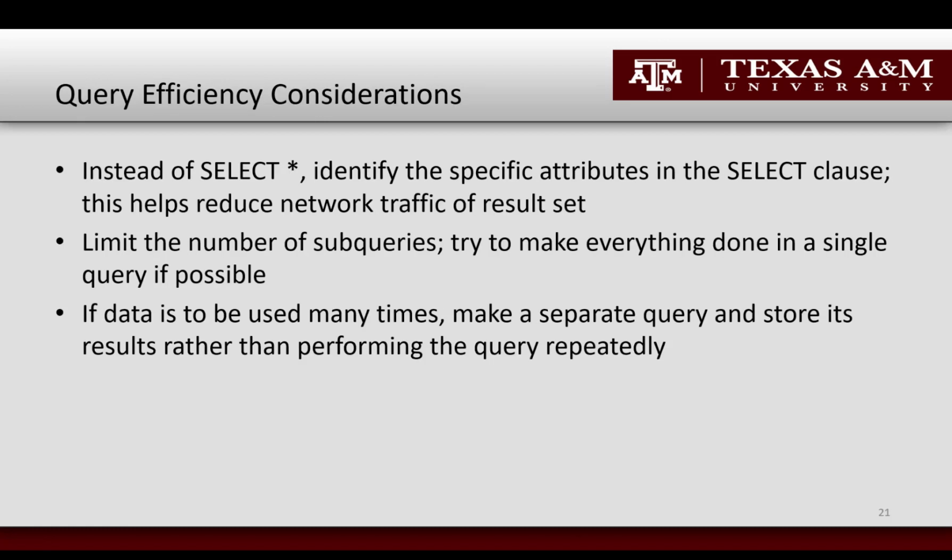Think about writing efficient queries. If you can avoid things like select star, where you pull all of the information from a table, you'll get a query that runs more efficiently. Only select the attributes that you're interested in looking at. Also try to limit the number of subqueries that you write. Subqueries are computationally expensive. Also, if you're using data in many different places, consider making a separate query and storing its results, and then you can access the results of that query in other places without having to rewrite that code.